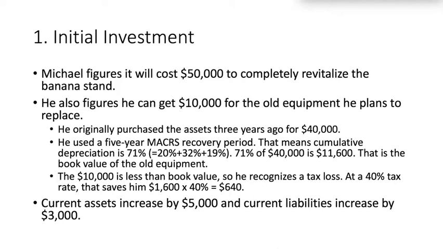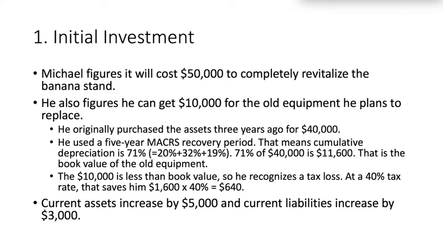Okay, so he sells the old assets for $10,000, which is actually less than the book value amount of $11,600, and so he recognizes a tax loss on that transaction. And at a 40% tax rate, that means he's saving $640.